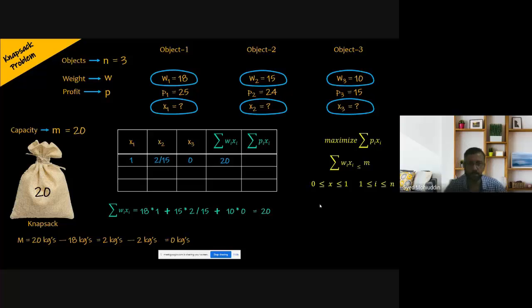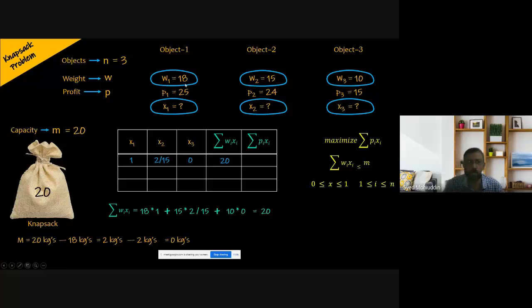Maximum weight. So what I mean is, if we select the object in sequence of maximum weight, then we'll be able to fill the knapsack with it, and we may earn a larger profit. So what do we have now? Maximum weight means object 1, object 2, object 3. Here we have weights 18, 15, and 10.